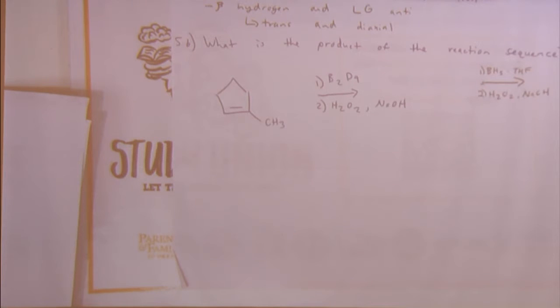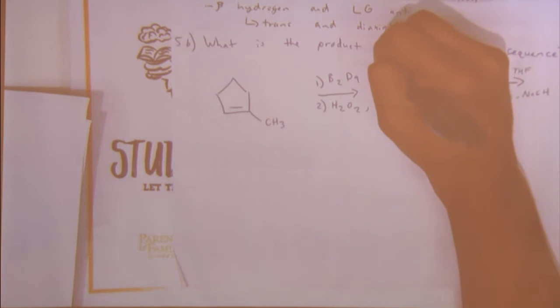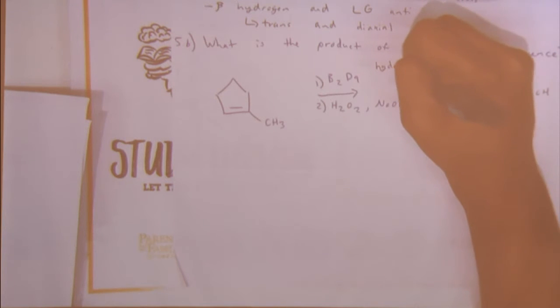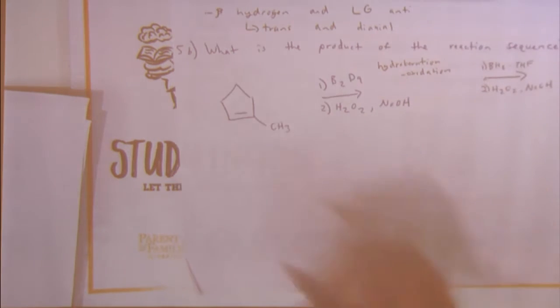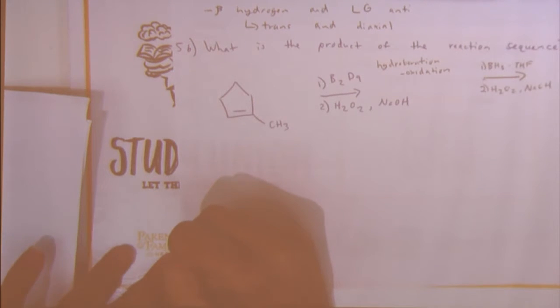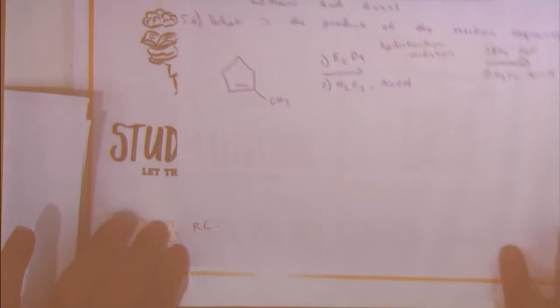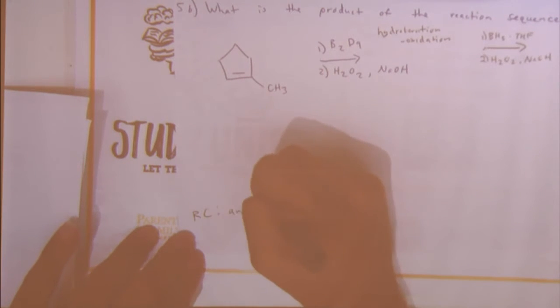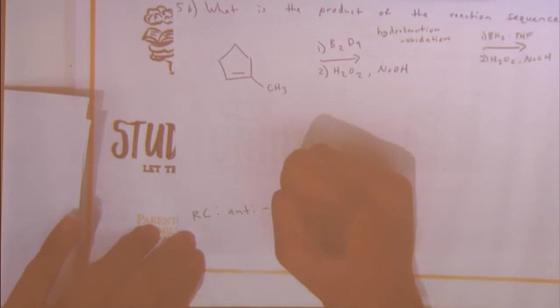So for this product, because now we're introducing a deuterium to our product rather than hydrogen, it's important to know what the stereochemistry and regiochemistry are of a hydroboration oxidation reaction. We know our regiochemistry, which I'll abbreviate RC, is going to be anti-Markovnikov, which I'll just put anti-Mark.